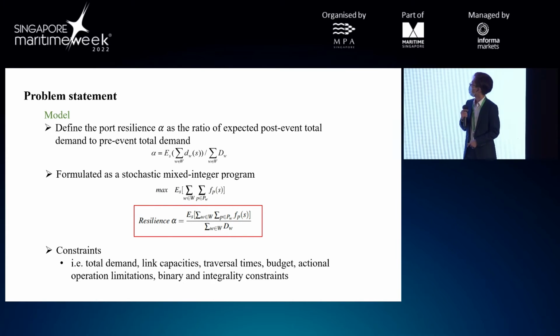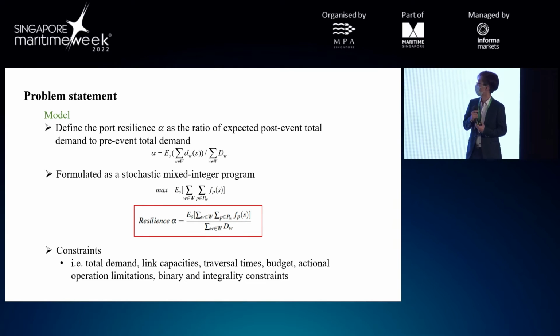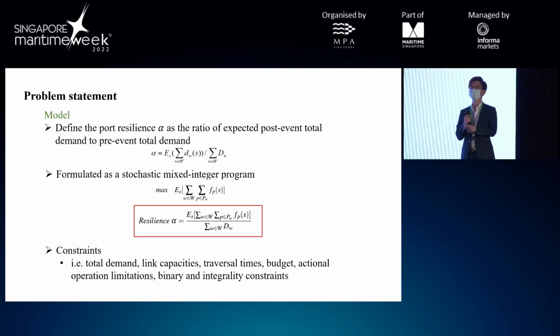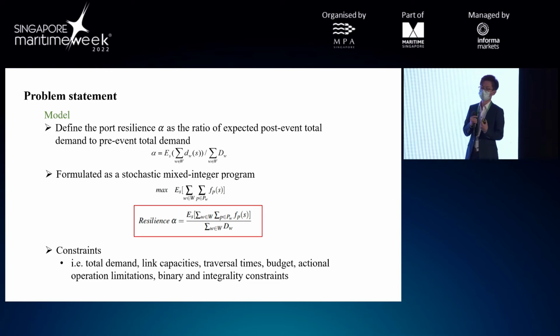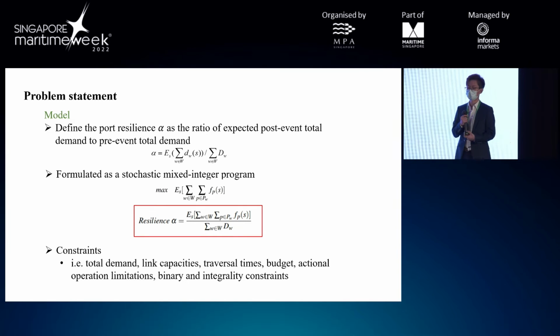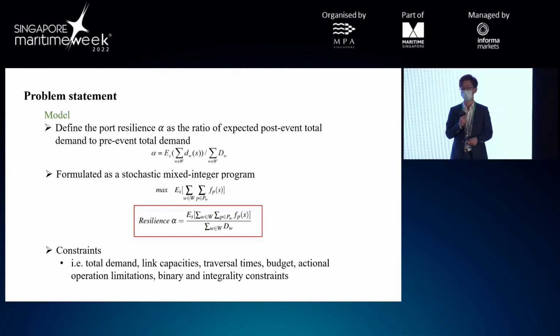Because the below part is a fixed value, we only want to maximize the above part of this formulation. And it is also subject to several constraints, like the total demand constraint, the link capacity constraint, and traversal times. We have a budget, so we care not only about the time budget, but also the monetary budget. We also have other constraints, like the actional operation limitations, and binary and integrality constraints.